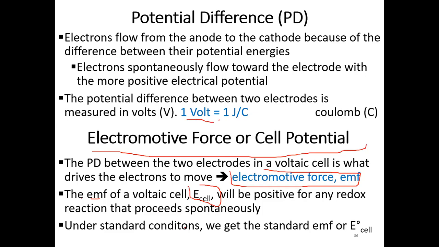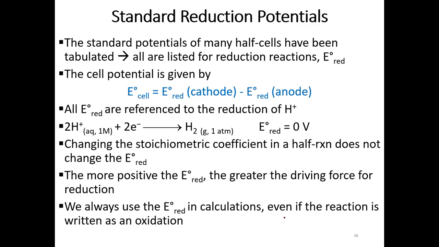Under standard conditions, we get the standard EMF, or E° cell. We already know since the last chapter that whenever we set things at standard conditions, we use this degree sign. So this is the non-standard E cell, and this is the standard E° cell because it is calculated at standard conditions. Standard reduction potentials of many half-cells have been tabulated, as I mentioned earlier. They are all listed for the reduction reactions, so you just look at the E reduction in the table, and then you can calculate.